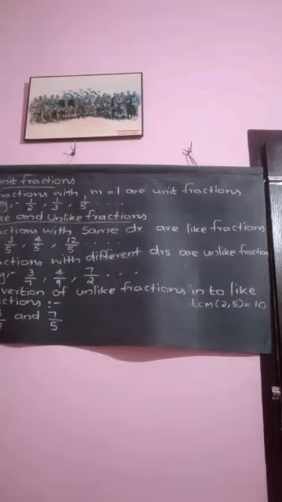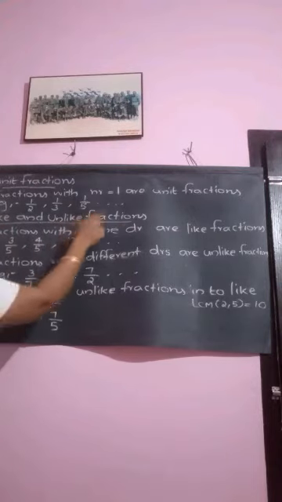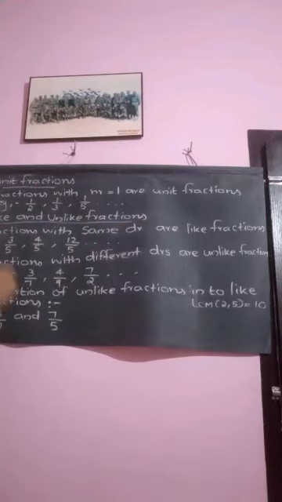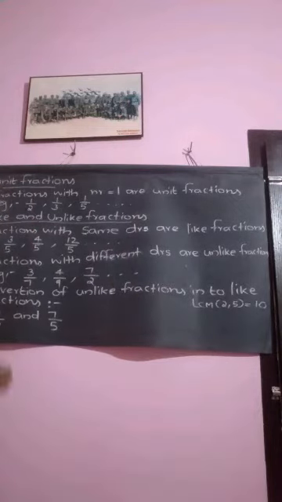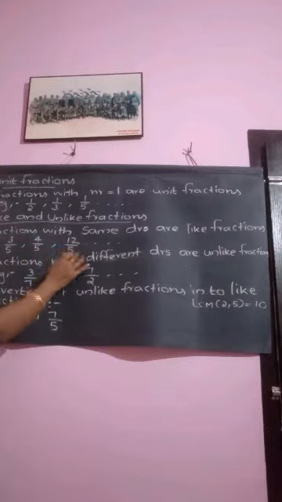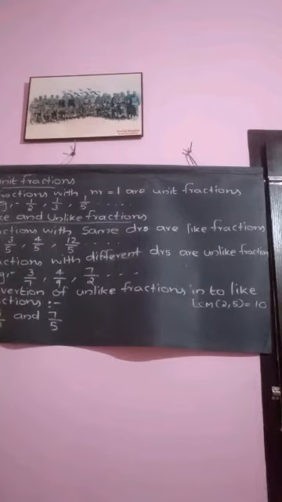Then we move to the next topic, like and unlike fractions. What is meant by like fractions? Fractions with same denominators are called like fractions. For example, 3 by 5, 4 by 5, 12 by 5. All these fractions have the same denominator 5, so they are called like fractions.